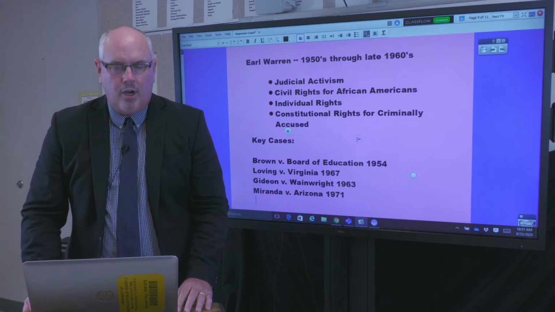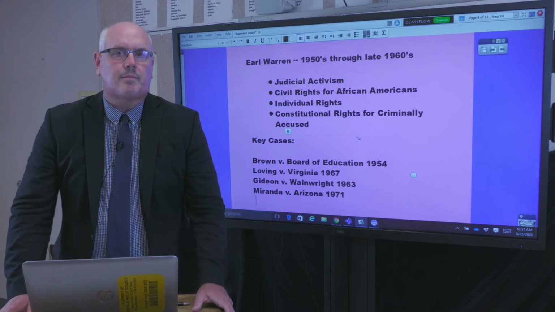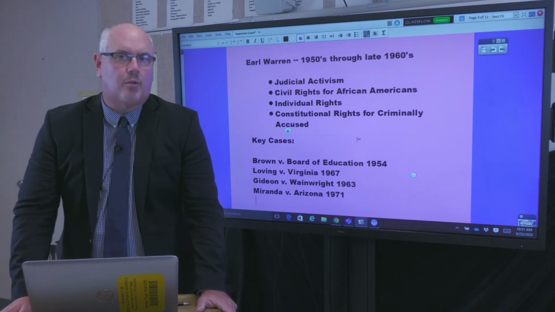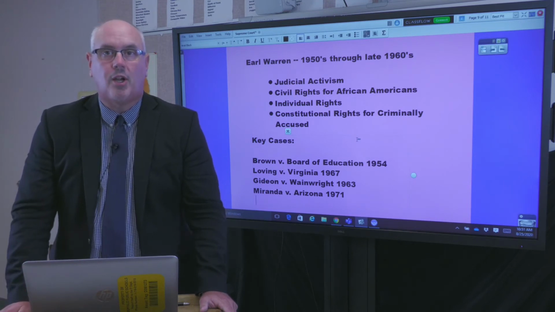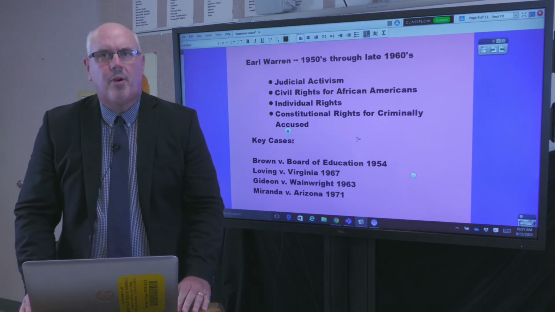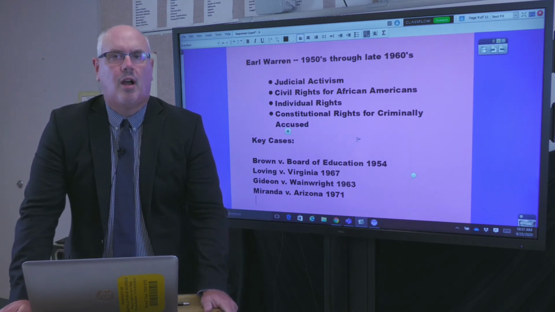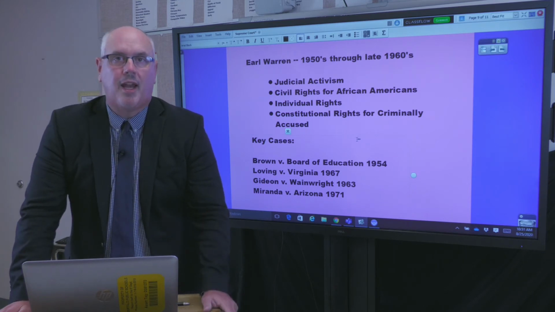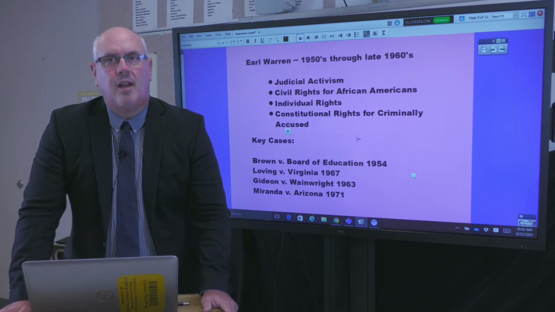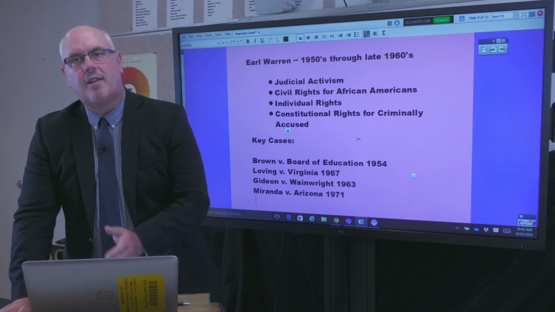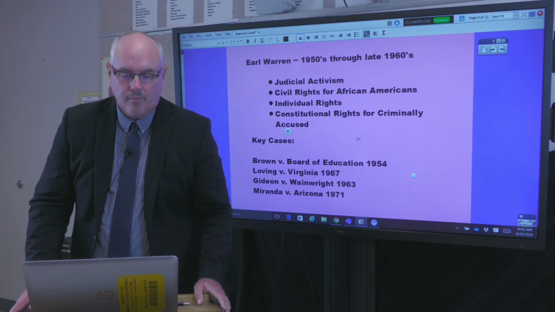So the Warren Court, in the 1950s up through 1969, is going to be known for civil rights and rights of individuals and rights of those accused of crimes, the rights of the criminally accused. And again, the court practices judicial activism. One of the ways in which the court shows its power over the American polity is to look at ways in which the court's decisions have advanced a particular progressive cause or a particular social agenda, in this case, civil rights, to start with.